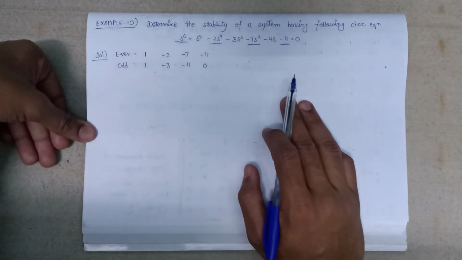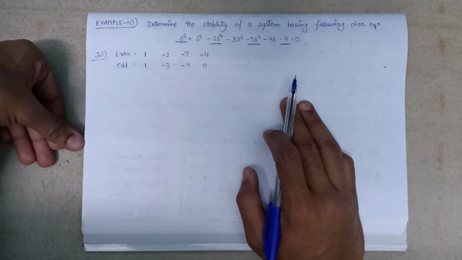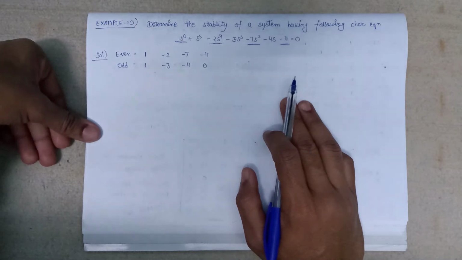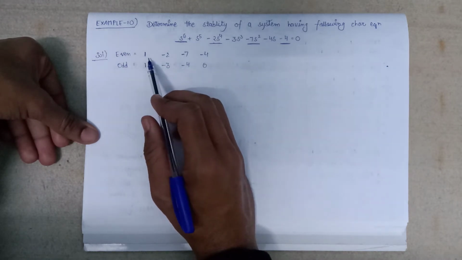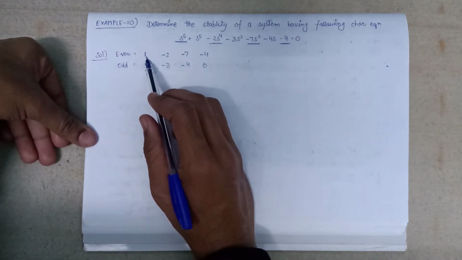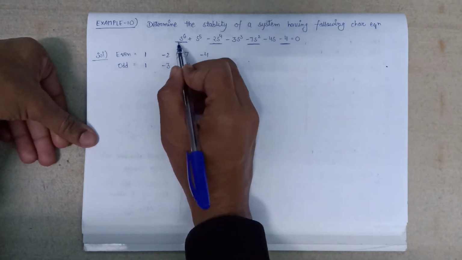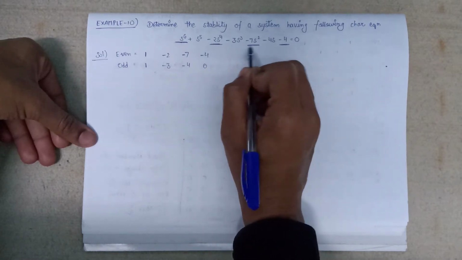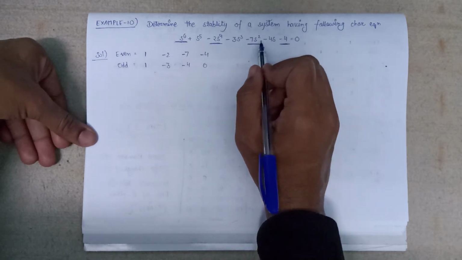Firstly, we have to perform the formation of the Routh array. After that, we will count the number of sign changes and check whether the system is stable or not. To form the Routh array, we will find the coefficients of even and odd powers of s. Here, the even powers of s are s to the power 6, s to the power 4, s to the power 2, and s to the power 0.